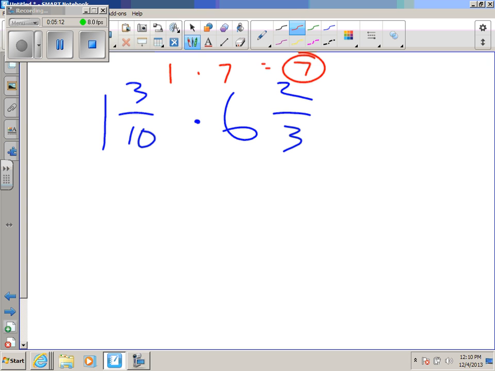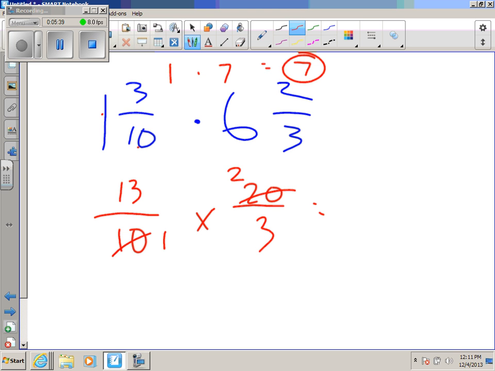So I need to put these into fraction form. Whole number times the denominator is 10 plus the numerator, and the denominator stays the same. Whole number times the denominator is 18 plus the numerator, and the denominator again stays what it was. 20 and 10 both have 10 in common, therefore that's a 2 and that's a 1. 13 and 3, not so much. So 13 times 2 and 1 times 3.